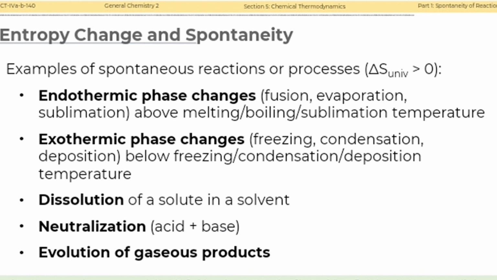Examples of spontaneous reactions or processes with delta S of the universe greater than zero are as follows. Endothermic phase changes: fusion, evaporation, sublimation, above melting, boiling, or sublimation temperature. Exothermic phase changes: freezing, condensation, deposition, below freezing, condensation, or deposition temperature. Dissolution of a solute in a solvent, neutralization reaction of an acid with a base, and evolution of gaseous products. A thorough discussion on the spontaneity of these processes is given in the next lesson.